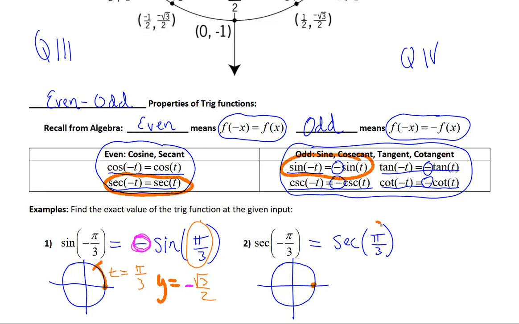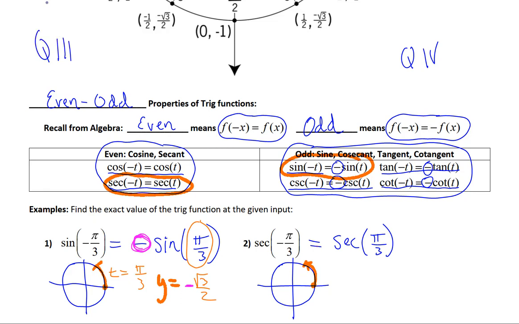If you're trying to find the secant of pi over 3, you've got to figure out where that goes. Well, it's in quadrant 1. Pi over 3 would be, if you're counting from (1, 0) as the starting point, counterclockwise direction, the third tick mark in quadrant 1. And so let's mark this up a bit here.